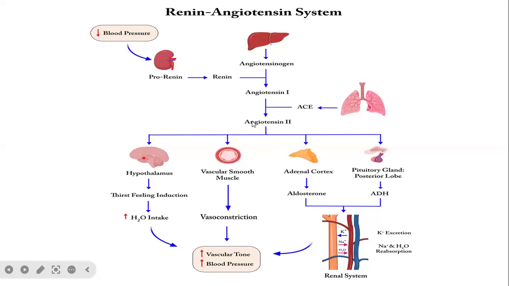Now, angiotensin 2 has many functions. It can act on the hypothalamus and cause you to feel thirst. It can directly act on the vascular smooth muscles and cause vasoconstriction. It can act on the adrenal cortex and cause the stimulation of aldosterone. And then it can also cause the release of antidiuretic hormone. All of this can increase the blood pressure and vascular tone because volume will increase and vasoconstriction will also cause the vascular tone to increase.